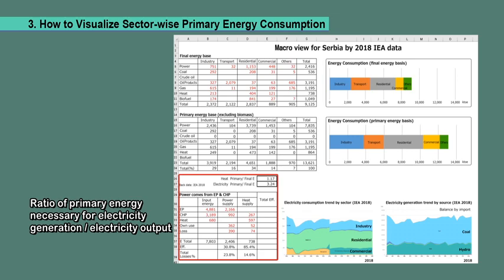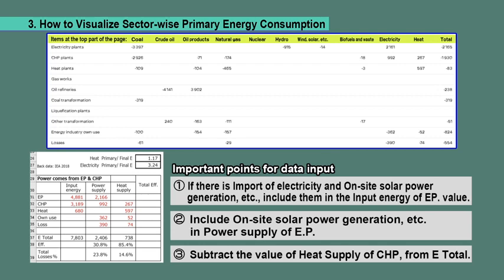Next to enter is the bottom left, the generation multiplier. Please refer again to the data on IEA's table. There are 3 important notes. First, count the import of electricity as well as the on-site solar power. Second, include the on-site solar power and others in the power supply of EP. Third, subtract the heat supply value in the CHP row from electricity total in the table. I will elaborate on this later in the demonstration.